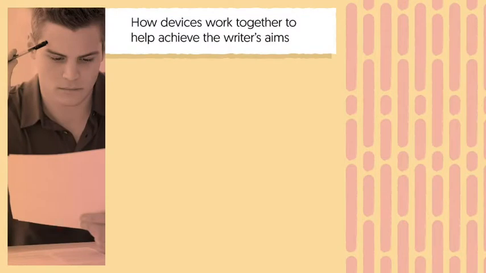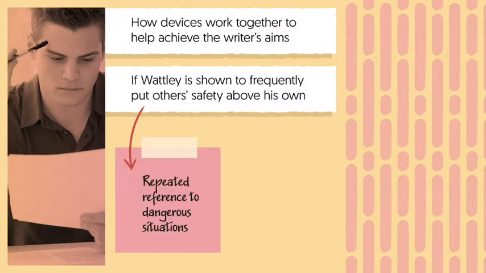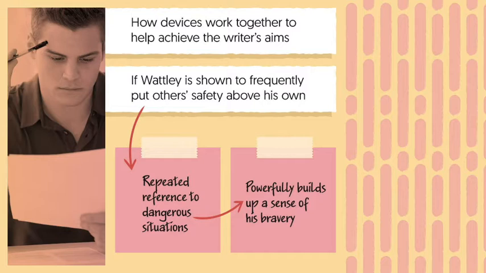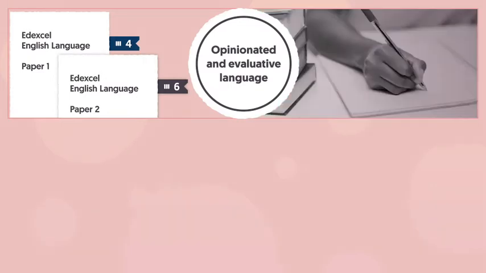To push towards the top levels, you want to be looking at how devices work together to help achieve the writer's aims. If Whatley is shown to frequently put others' safety above his own, the repeated reference to dangerous situations powerfully builds up a sense of his bravery. As with Paper 1 Question 4, you'll need to use opinionated and evaluative language on this question, so make sure that this is something that you're revising and practicing regularly.